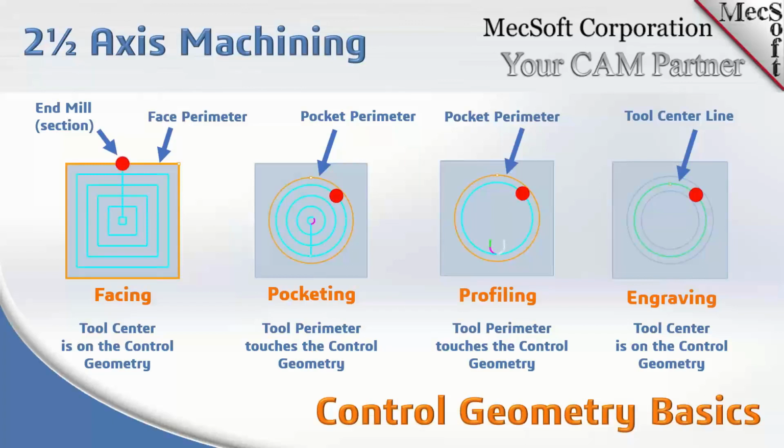Now, these are the 4 basic operations. There are more advanced operations in 2.5 axis, but we're just touching the basic operations. I'll add a quick note here, Don.